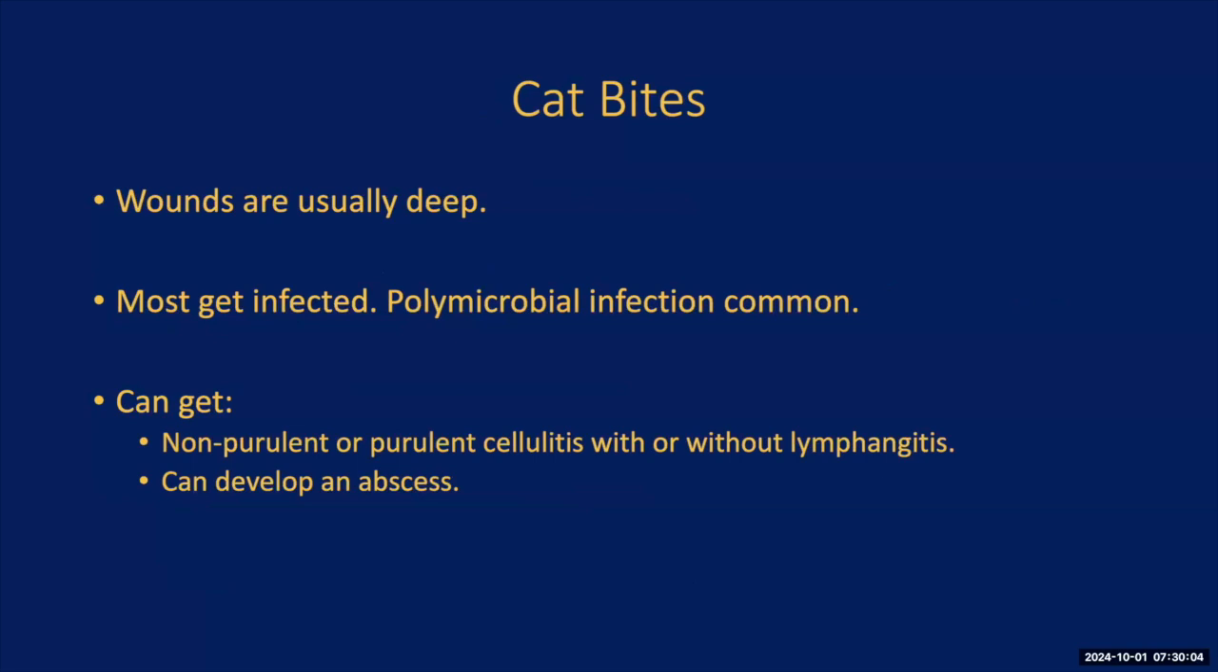That's just owing to the kind of flora that is present in a cat's mouth, and also owing to the fact that these bites are pretty deep. So they can be non-purulent or purulent, and they may or may not develop lymphangitis with it. There's also a possibility of abscess development too.